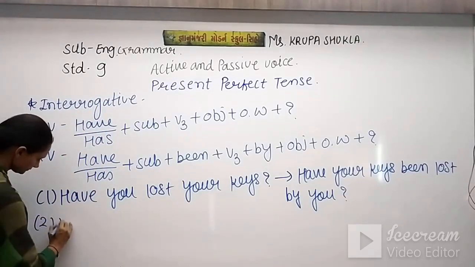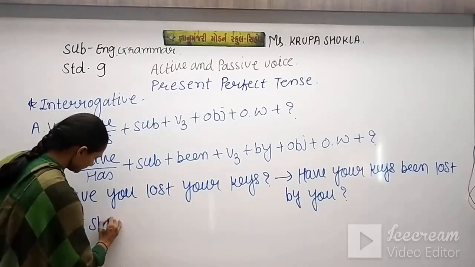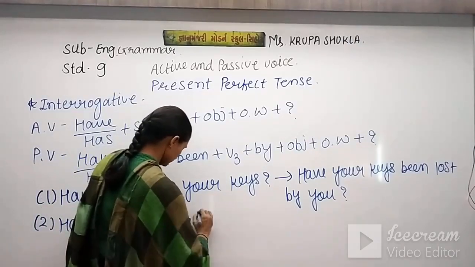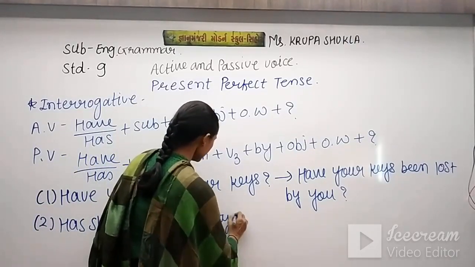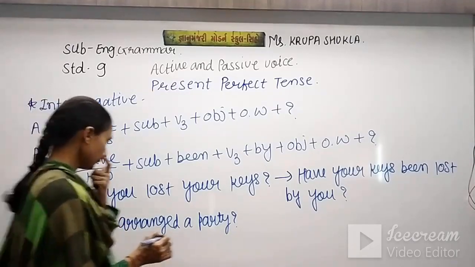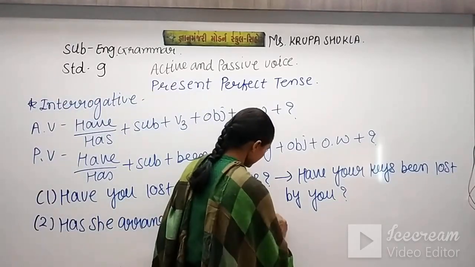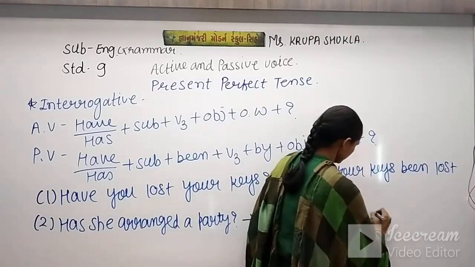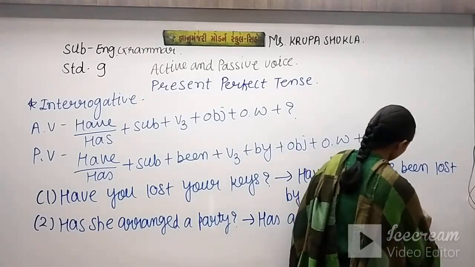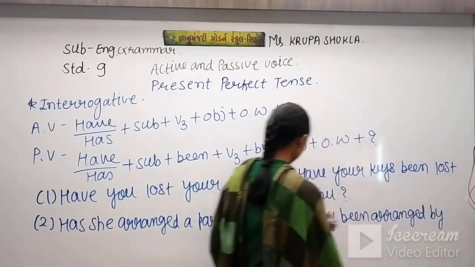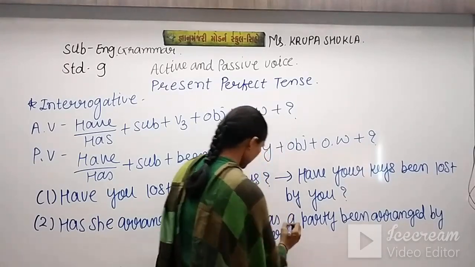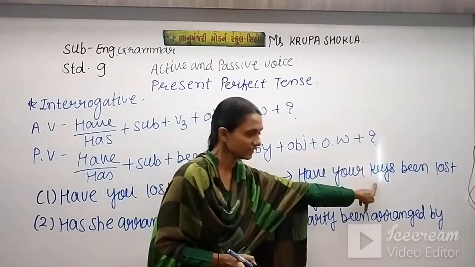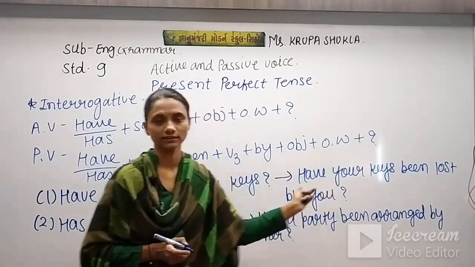Second is, has she arranged a party? Okay, so: has a party been arranged by her? Here we are talking about one party, that's why we take has. Here we are talking about many keys, that's why we took here have.